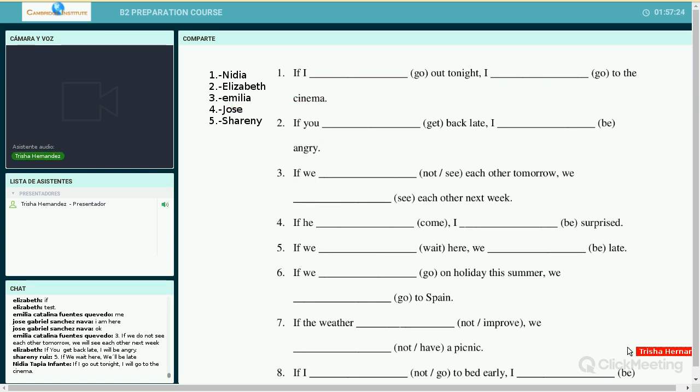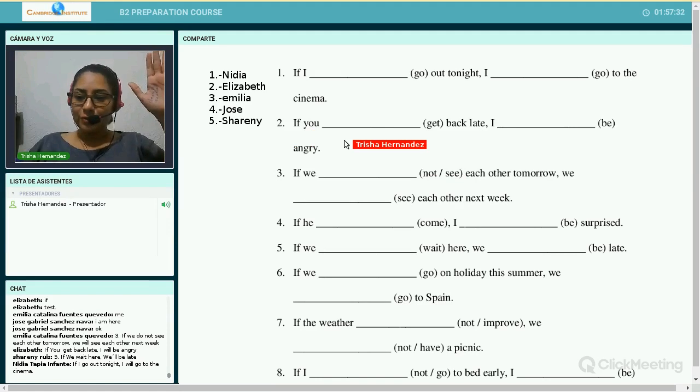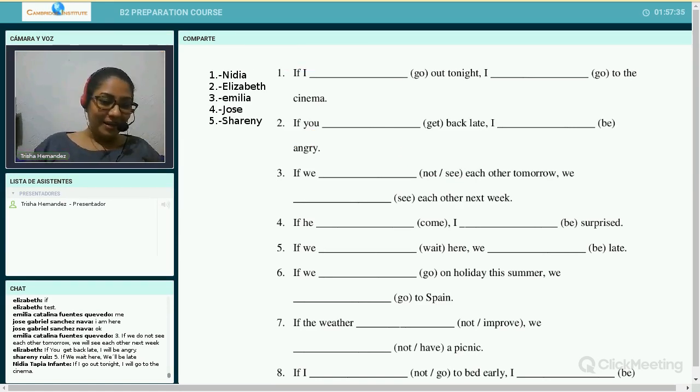Emilia, number three. Let me get my pencil. Here is my pencil. Okay. Emilia says number three. If we do not see each other, or if we don't see each other tomorrow, we will see each other next week. We will see each other next week. Very good, Emilia. Elizabeth, if you get back late, I will be angry. Very good. Excellent, Elizabeth.